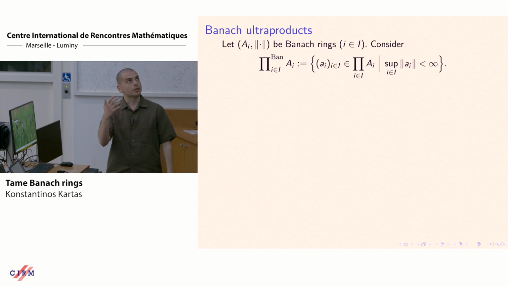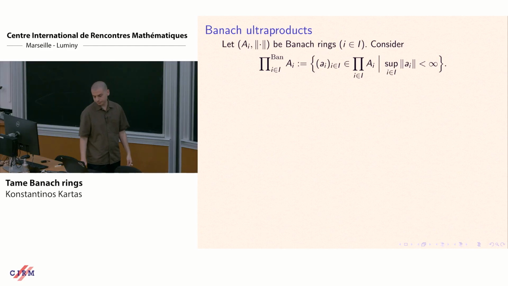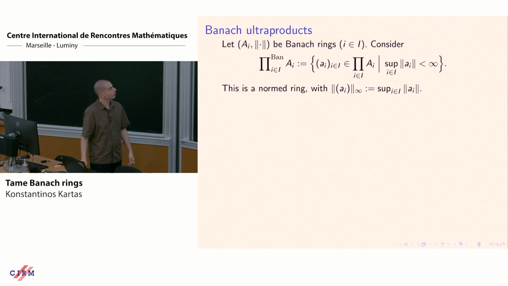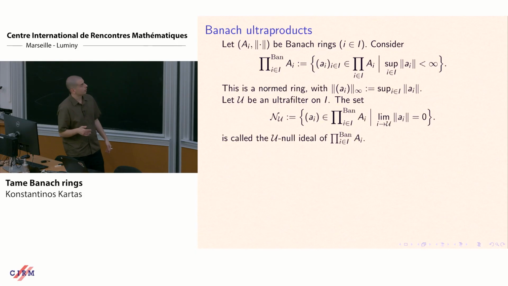In other words, this is the L infinity product. So you just get sequences which are bounded. This is a normed ring with a supremum norm. And now we want to define the Banach ultra product, so we start with an ultrafilter. And the thing we are going to quotient out in this case is this ideal.